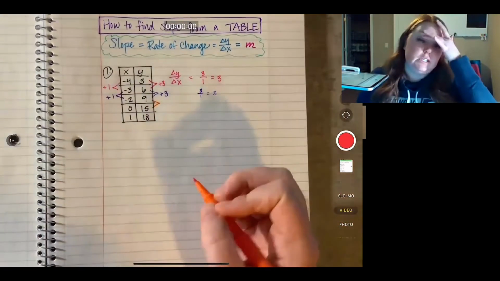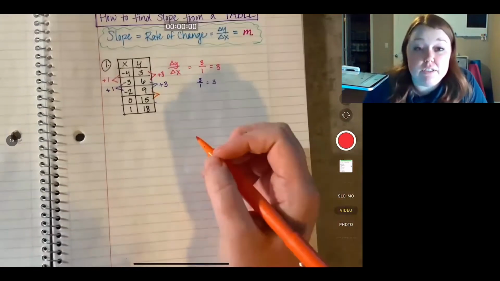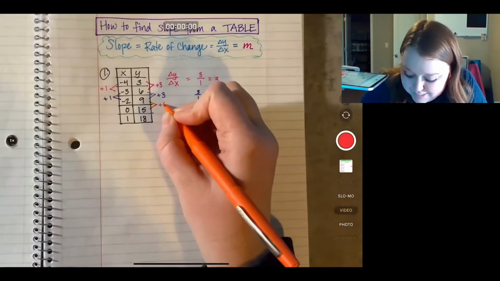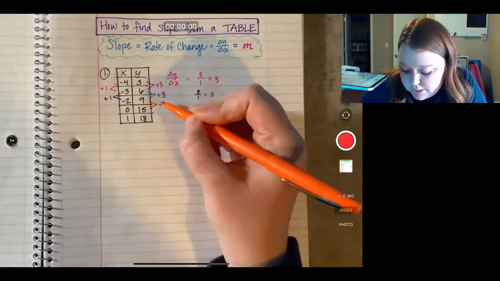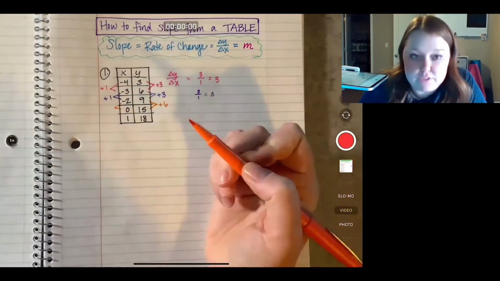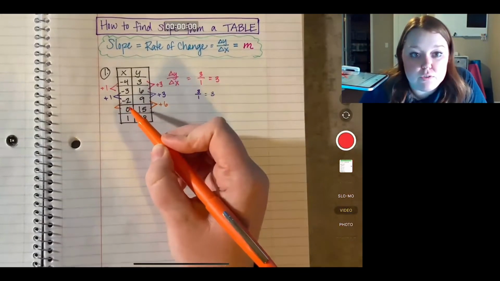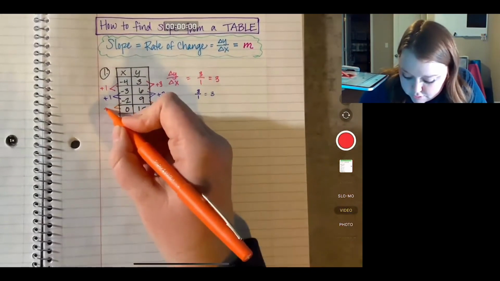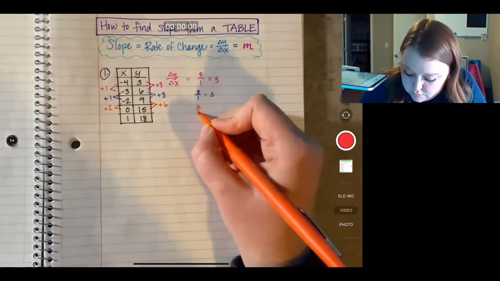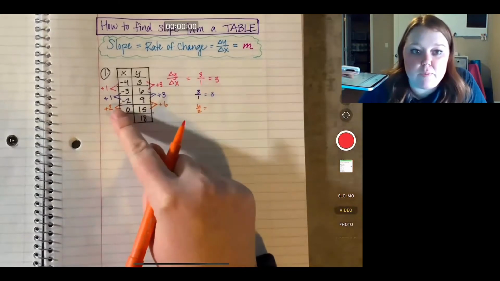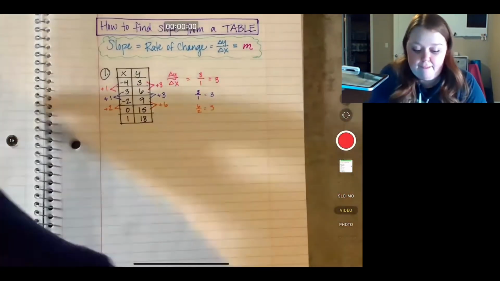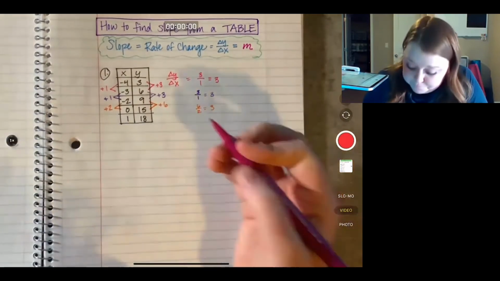From 9 to 15, is that an increase of 3? No. That went up 6. 9 plus 6 gets us to 15. Let's check the x values over here. -2 to 0, that's an increase of 2. 6 over 2, so my change in y divided by change in x. 6 divided by 2 is 3. I got one last one to check.